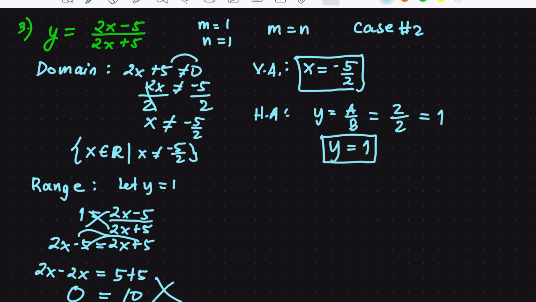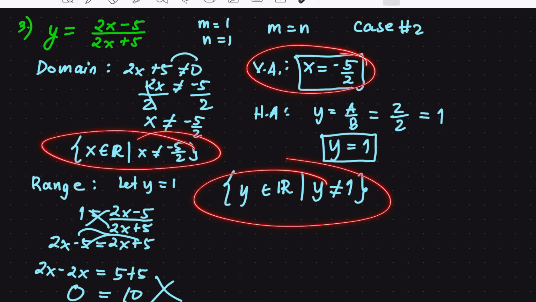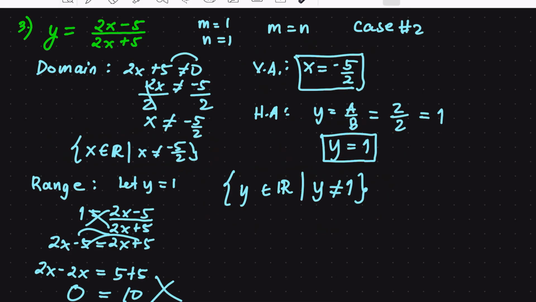Okay? So, ibig sabihin, dun sa range natin, y is element of all real numbers such that y is not equal to positive 1. So, ito yung magiging sagot natin. So, we have the domain, the range, vertical, and horizontal asymptote.